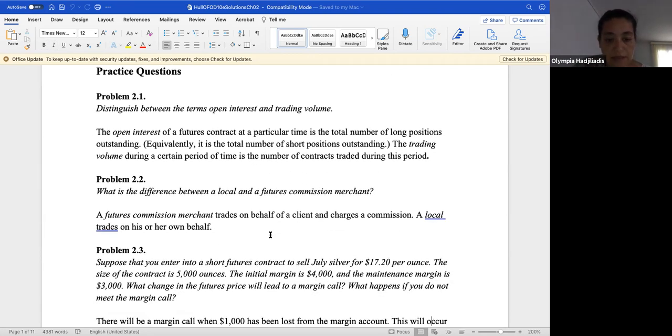Suppose that you enter into a short futures contract to sell July silver for $17.20 per ounce. The size of the contract is 5,000 ounces. The initial margin is $4,000 and the maintenance margin is $3,000. What change in the futures price will lead to a margin call? What happens if you do not meet the margin call?